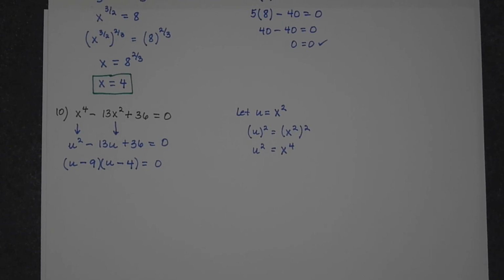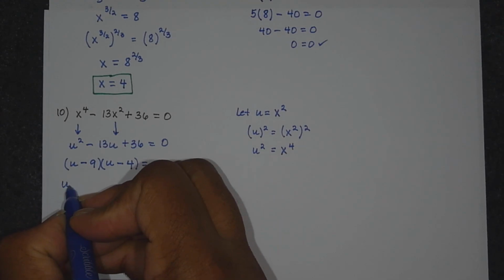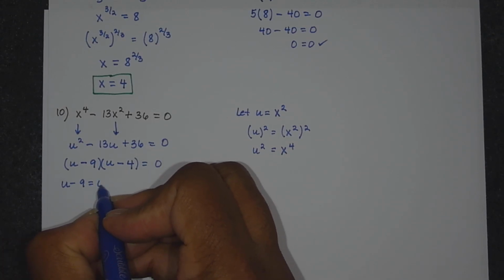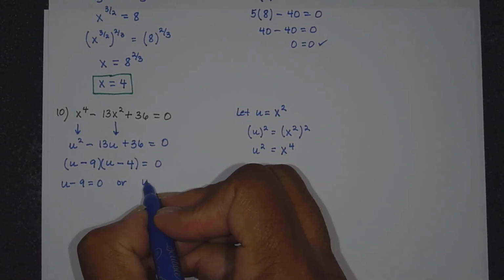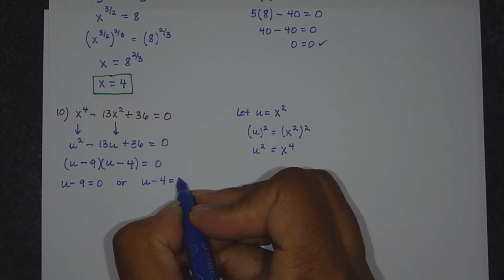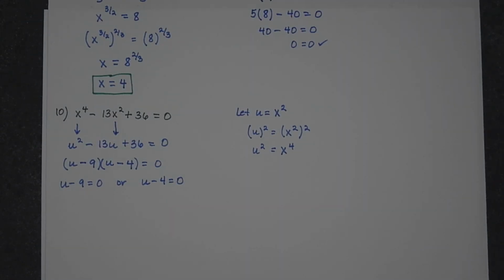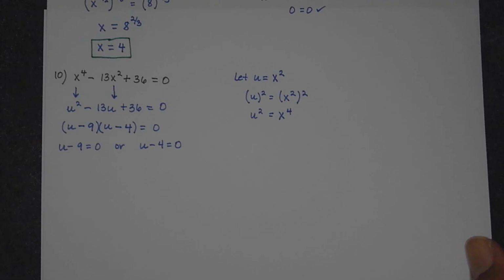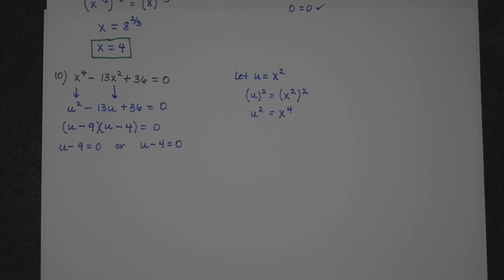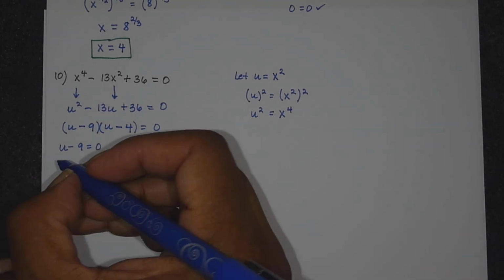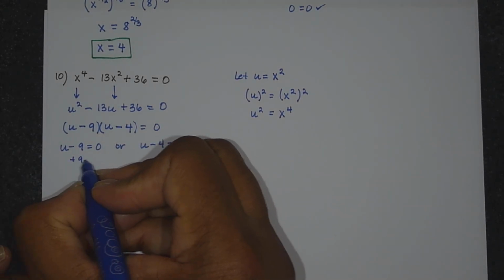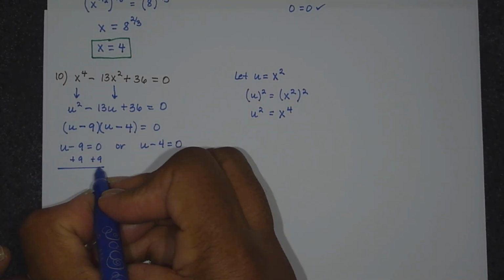And then we set each binomial factor equal to 0. So this means that u minus 9 is equal to 0, or u minus 4 is equal to 0. And then for each equation, we're going to solve for u. So for u minus 9 equal to 0, what must u have to be equal to? 9.